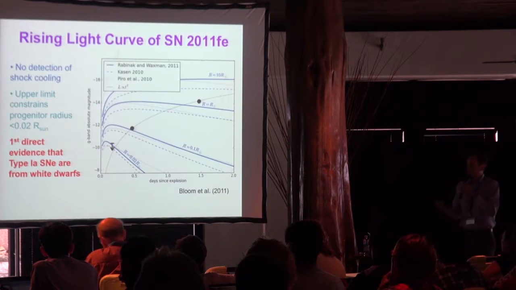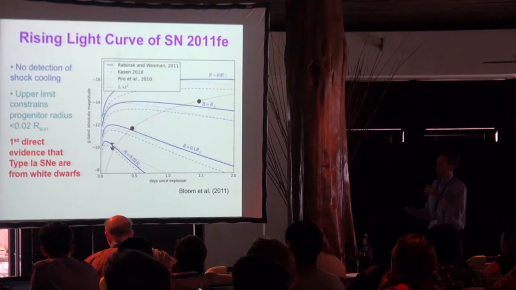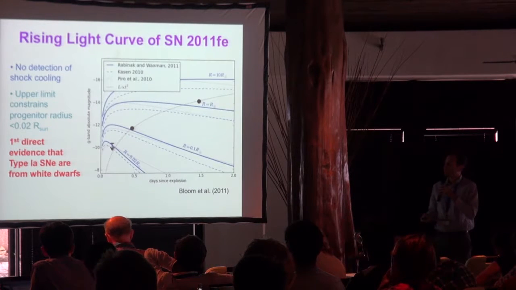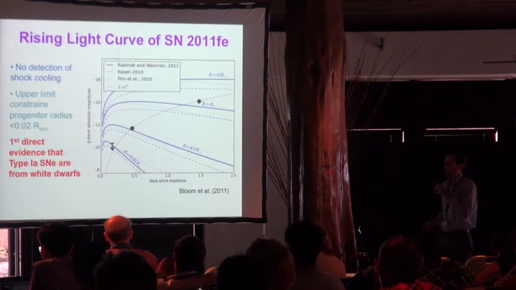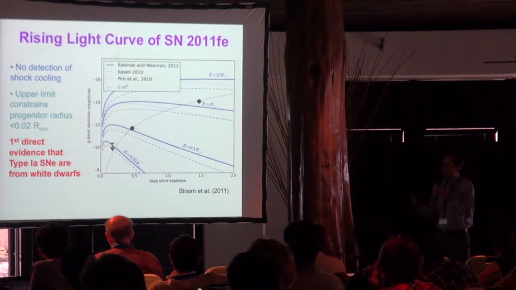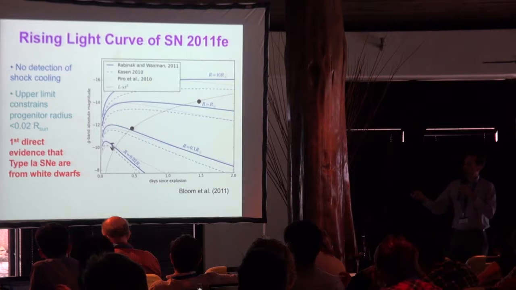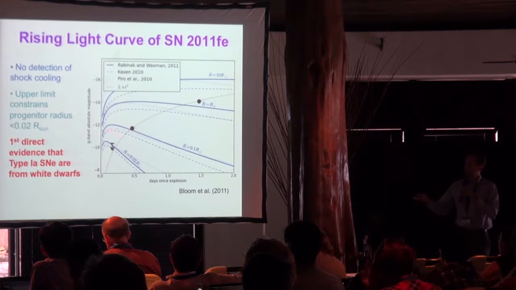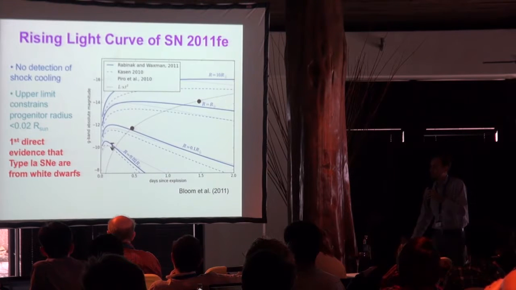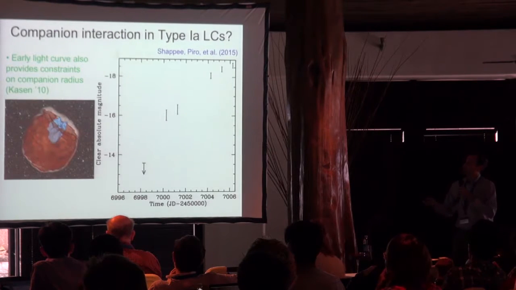Even though people have suspected this and felt like we've known it for many decades, this is really some of the first direct evidence that type 1a supernovae have to be coming from a very compact star. But in most cases, we're not always able to get onto type 1a supernovae early enough to do this sort of measurement. And so in a lot of cases, what we're doing instead is constraining for interactions.